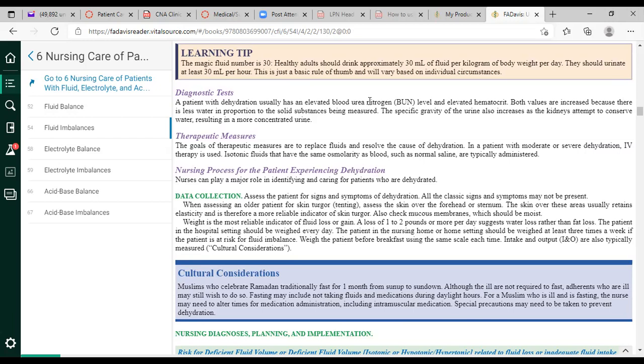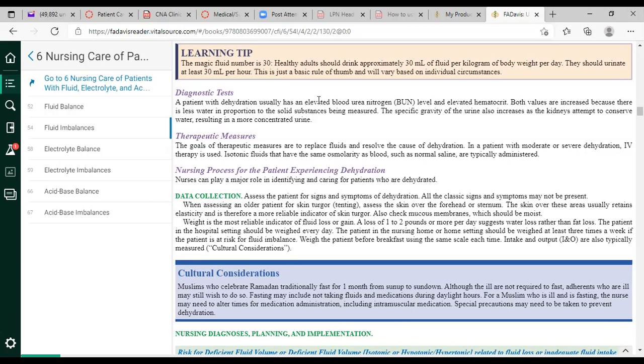So what would the patient be experiencing if the patient's BUN comes back low? Hypervolemia, and that's correct. Hypervolemia is also called fluid excess or fluid overload, where you have too much fluid in your intravascular space.